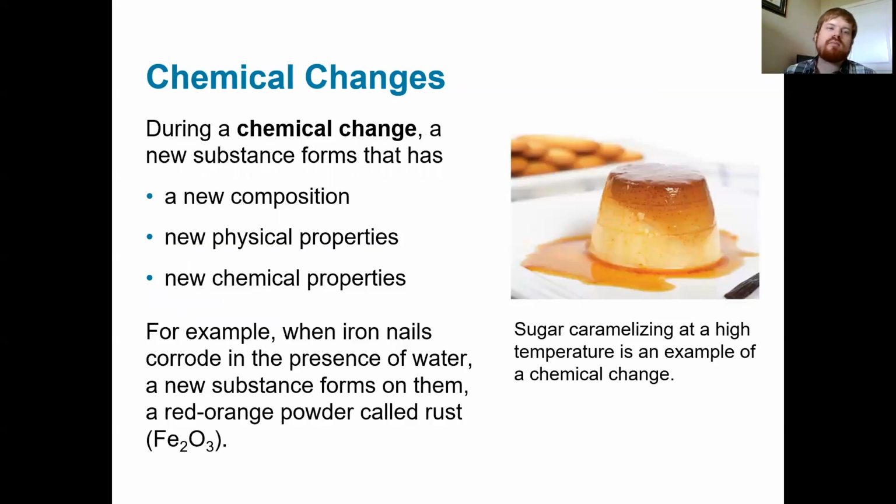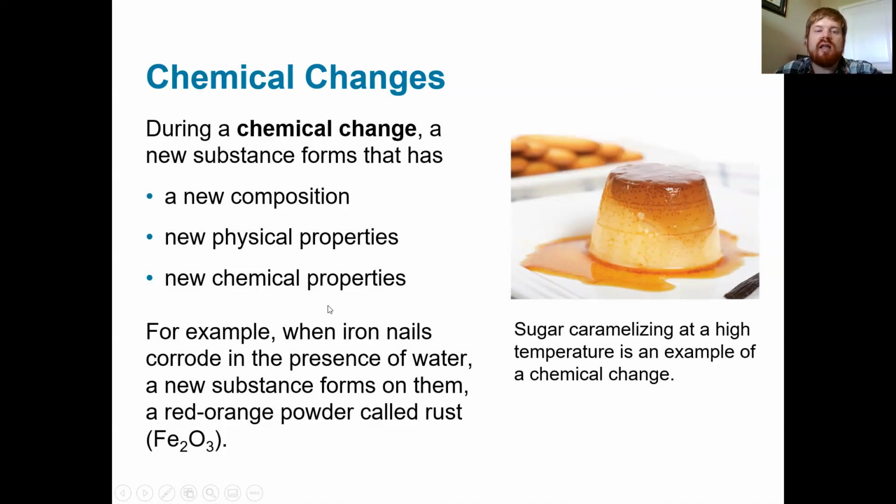So, okay, during a chemical change, you're going to form a new substance, what we call the product, and that new substance is going to have a different composition from what you started off with. It's going to have different physical properties, and it's going to have different chemical properties. For example, look at this pudding here. You can use a blowtorch, for example, and what that does is it caramelizes the sugar on the outside of the pudding. And as you know, the pudding is going to taste different from the caramelized sugar on top. That's caramelization, a famous type of chemical change that occurs in cooking.